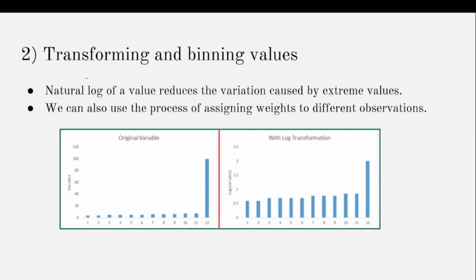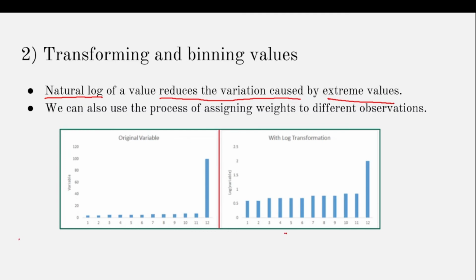Another method that we can use to deal with the outliers is transforming and binning the values. In this method, we transform the data values so that the effect of outliers gets reduced. A very standard method of transforming the data values is using the natural log, which reduces the variation caused by extreme values.